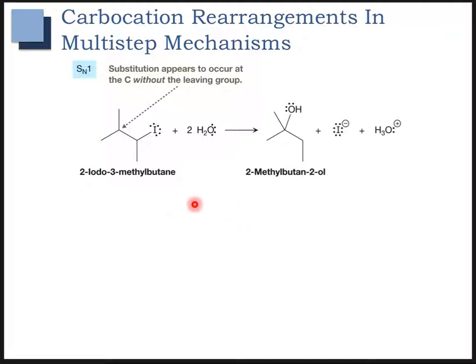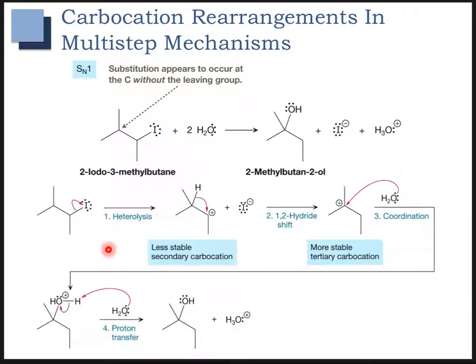So if you're looking at this SN1 reaction, hopefully something jumps out at you as being funny. Notice that the leaving group over here is gone, right? But instead of going in and adding where the leaving group was, the water added in a different position as an alcohol. So what's going on here?